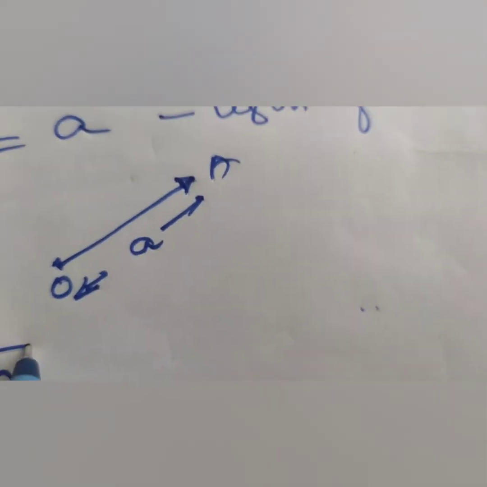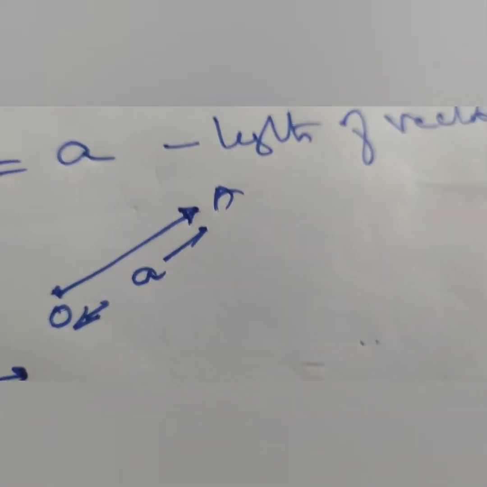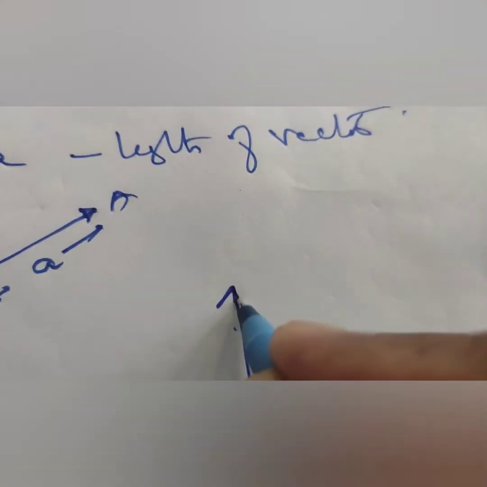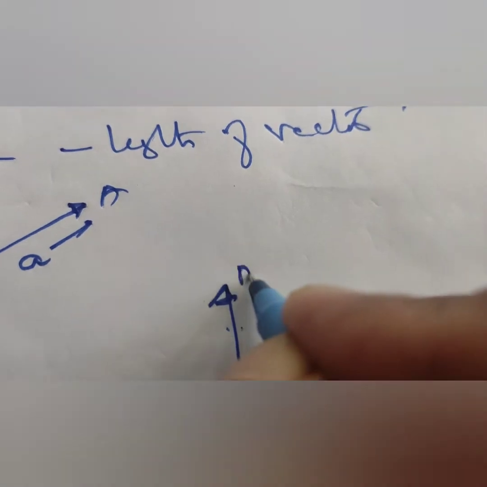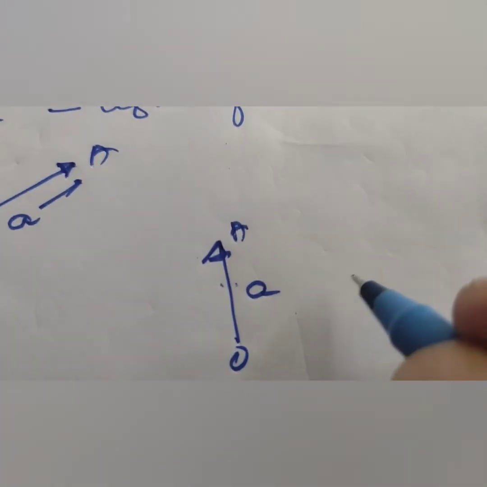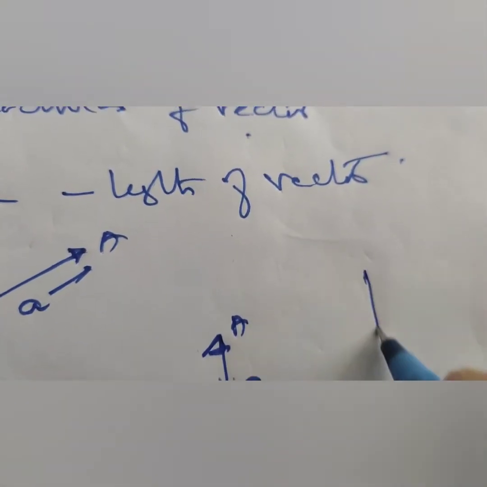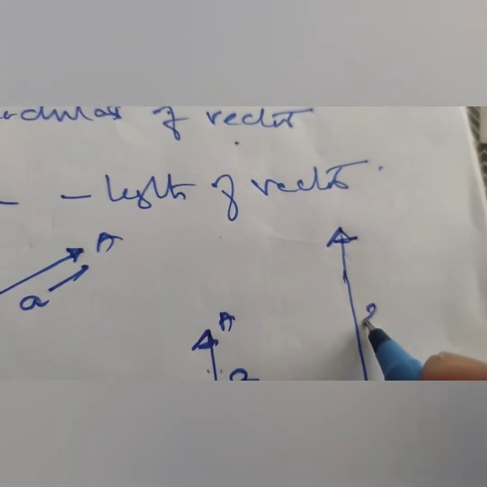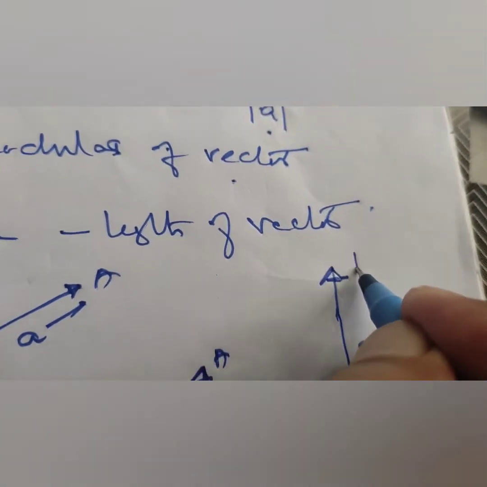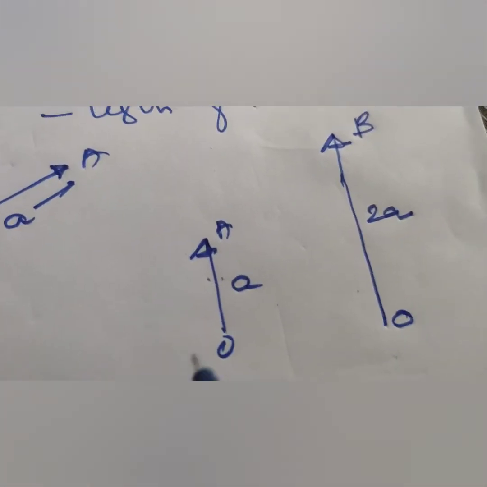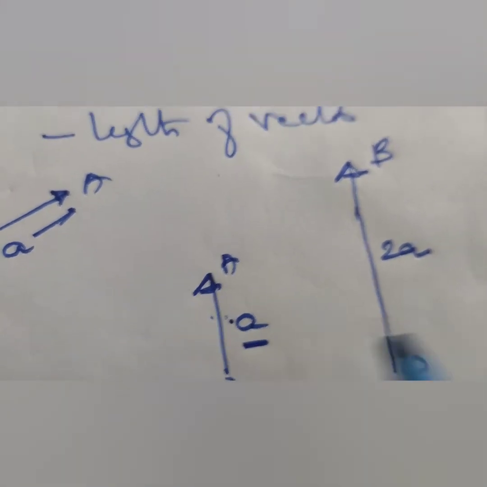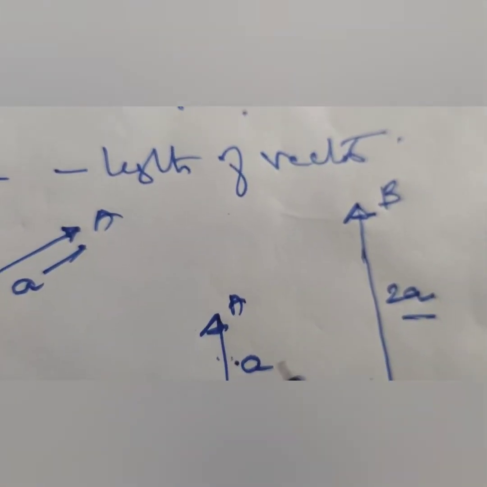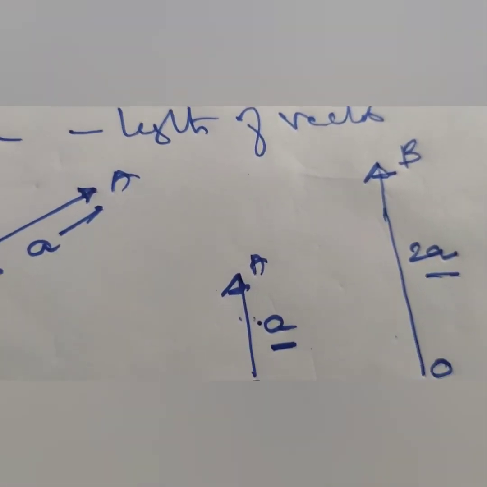Two times A means if A is here, A is a vector, then 2A is also a vector. This value is 2A. So B. It's a parallel vector. A, this value is 2A, but it's a parallel vector. Parallel to A, 2A is a parallel vector.